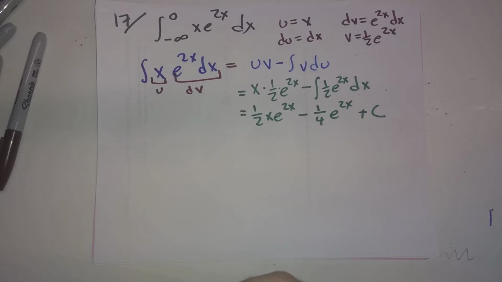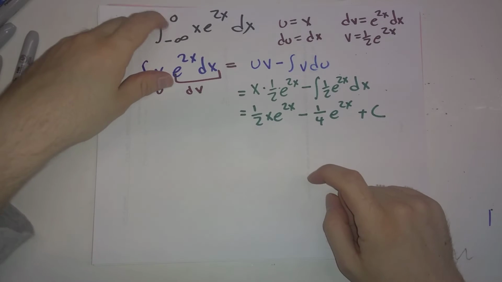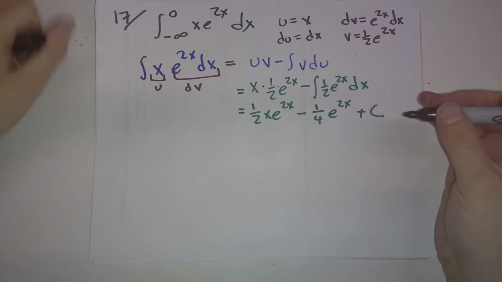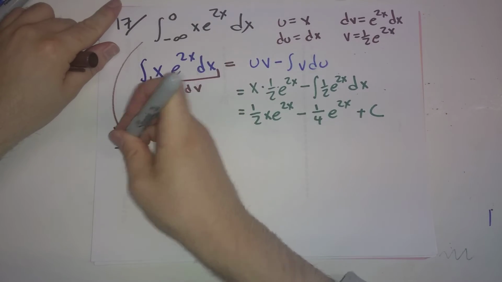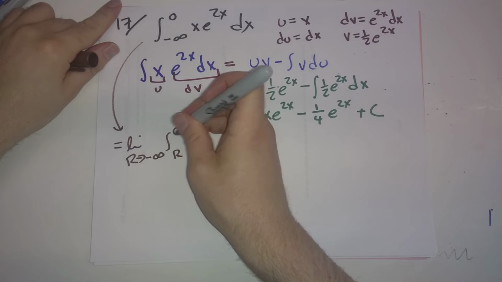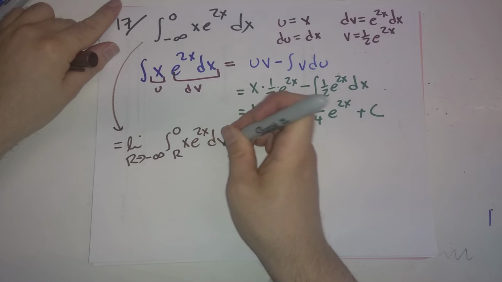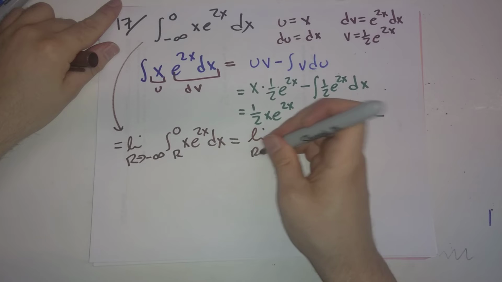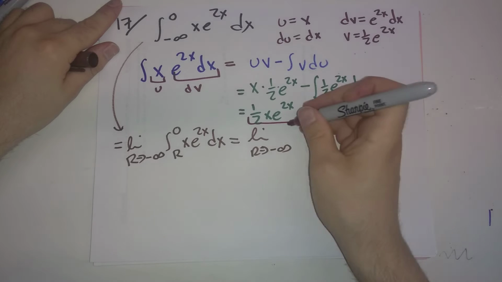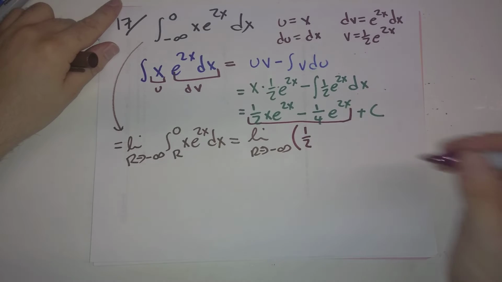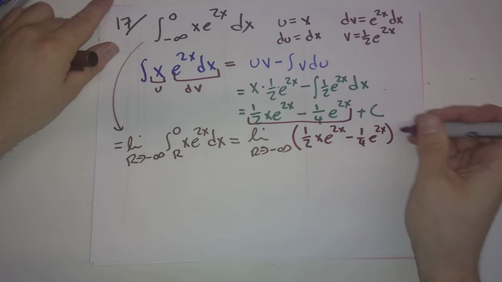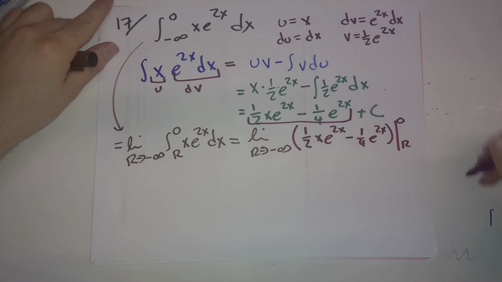So this is our antiderivative. So now let's go ahead and pull in our bounds. And to pull in our bounds, of course, we're going to rewrite this as, this is really the limit as r goes to negative infinity of the integral from r to 0, x e to the 2x dx. What do we have? Limit as r goes to minus infinity. Let's use what we just found for our antiderivative here. 1/2 x e to the 2x minus 1/4 e to the 2x. Plug in r, plug in 0.